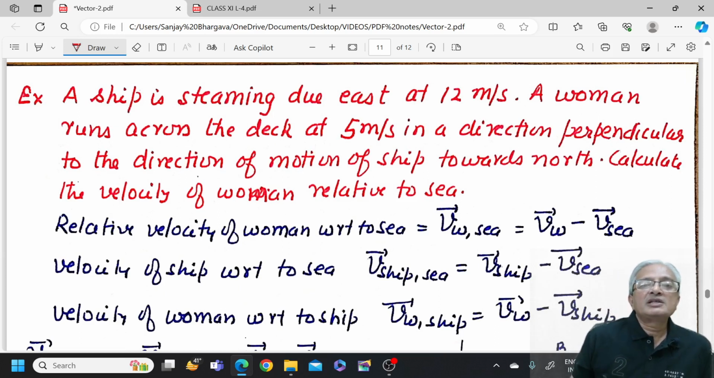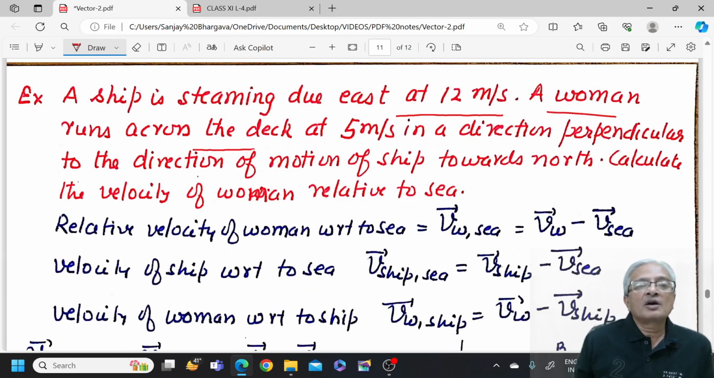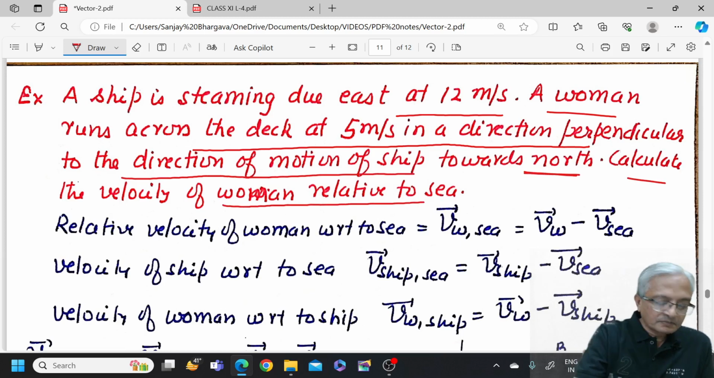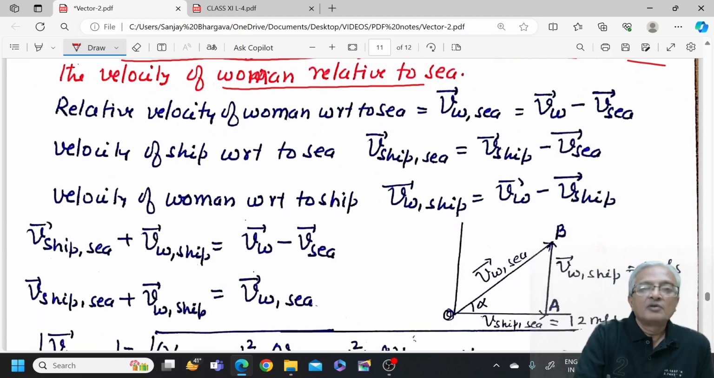Let us come to another example. A ship is steaming due east at 12 meters per second. A woman runs across the deck at 5 meters per second in a direction perpendicular to the direction of motion of the ship, towards north. Calculate the velocity of the woman relative to the sea. So I need to calculate velocity of woman with respect to sea, represented by VWC, W for woman and C for sea, which can be written as velocity of woman minus velocity of sea.